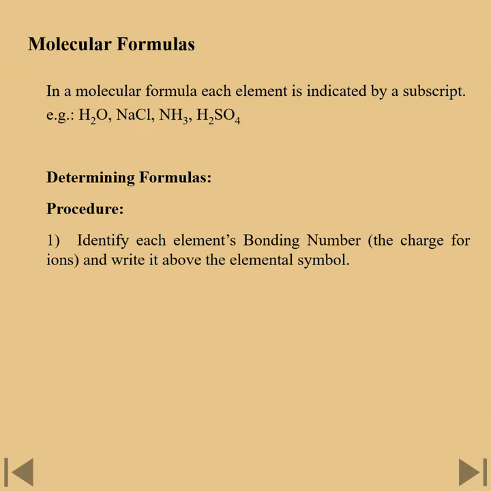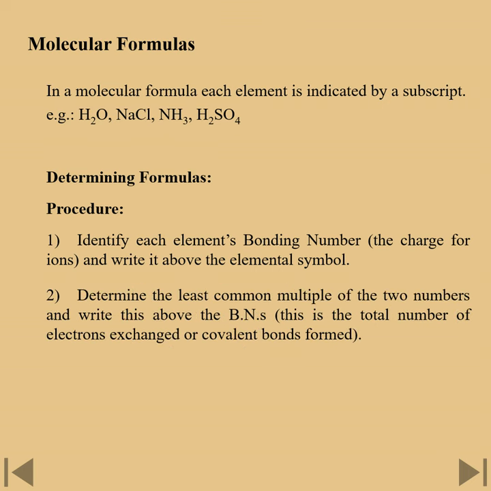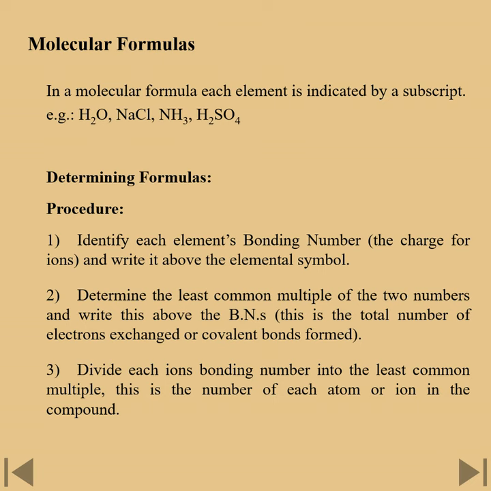Okay, now we are able to determine the formulas of many compounds, and to do so we identify each element in the compound's bonding number and write this above the element symbol. Above and between these, we write the least common multiple of the 2 bonding numbers. This is the number of electrons exchanged if we're talking about ionic compounds, or the number of covalent bonds formed if we're talking about molecular compounds. Then you divide each bonding number into that least common multiple, and that's how many of each element are in that compound.